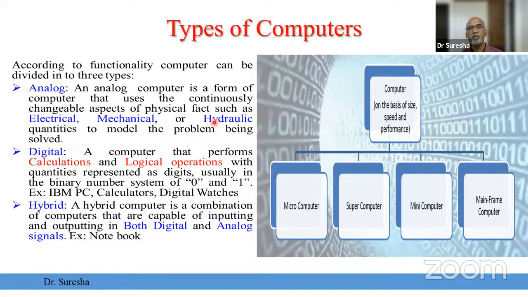So types of computer: analog computer, digital computer, and hybrid computer. There are many different versions once you say it. Otherwise, you can say microcomputer, supercomputer, minicomputer, mainframe computer. So many answers are there. It's not the only method of classification or of explaining how many types of computers there are. It all depends on the requirement.